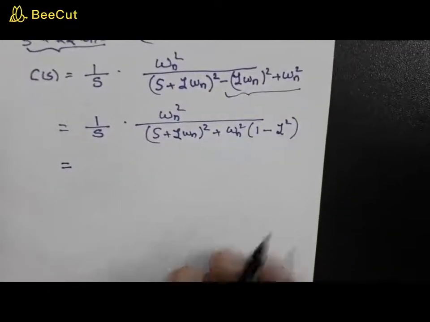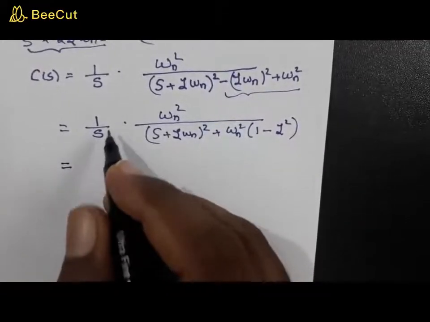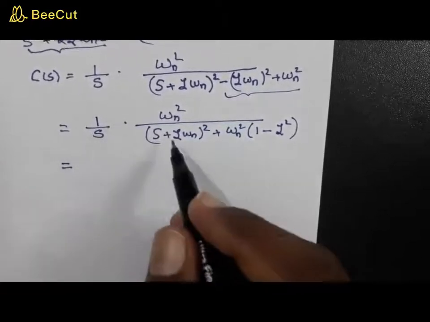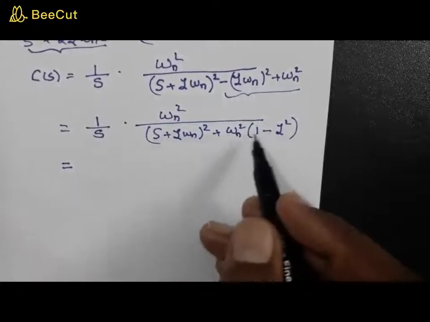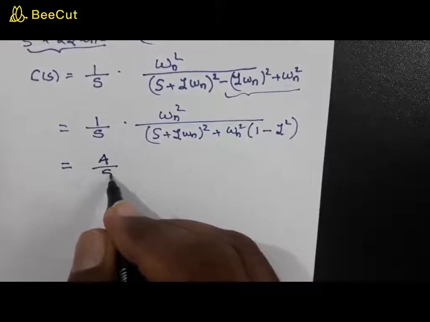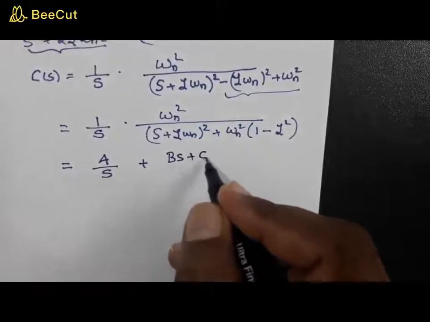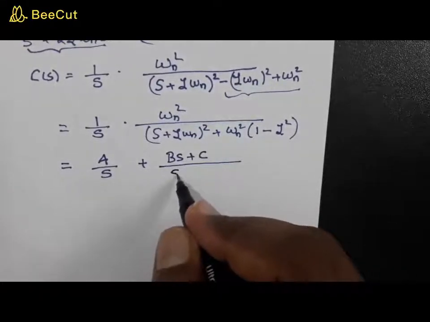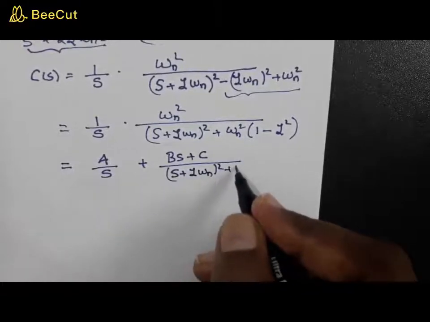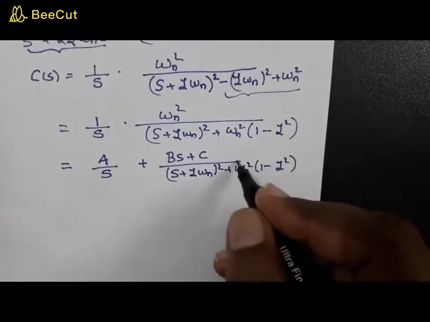Now the next step is, when you get a C of s like this, you can resolve this in partial fractions, right? This is a quadratic term, s square plus something, so you can make use of this. This can be equated as A by s plus (Bs plus C) divided by the quadratic term. This is how you take the quadratic term. So writing that quadratic term as such, (s plus theta omega n) the whole square plus omega n square into (1 minus theta square), right?